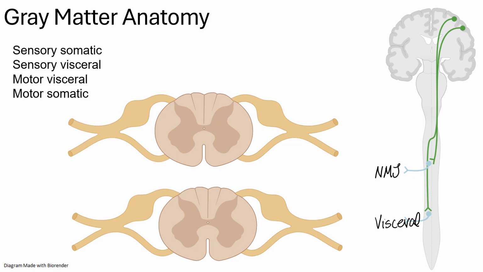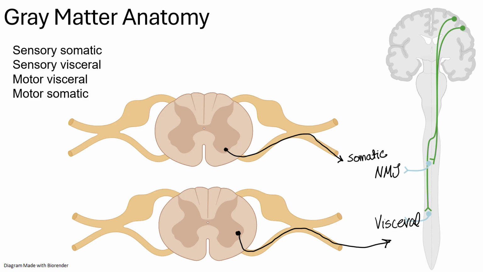So if a multipolar neuron is outgoing and sending information to somatic tissues, that multipolar neuron will originate right here, and it will go to somatic tissues. If a multipolar neuron is outgoing and it is carrying information to visceral tissues, it will start about here, and then it will travel out and send information to visceral tissues.